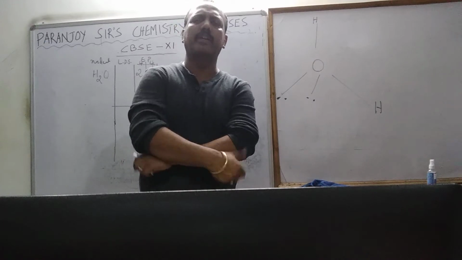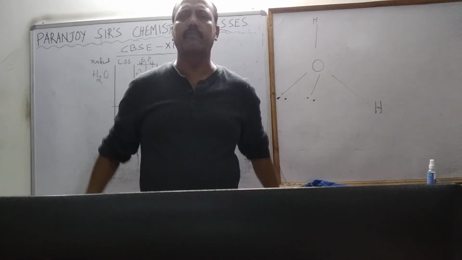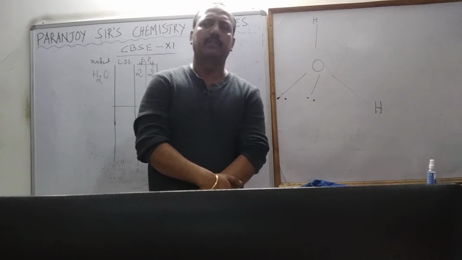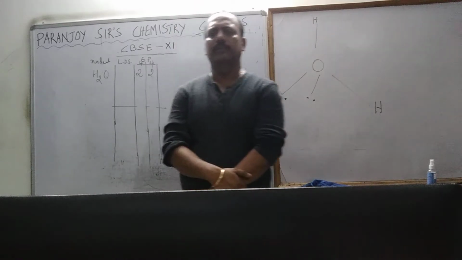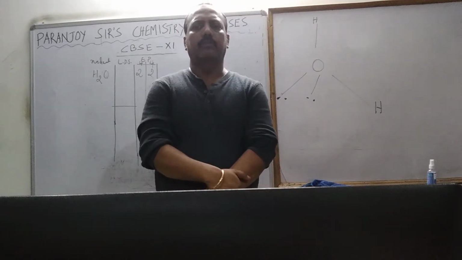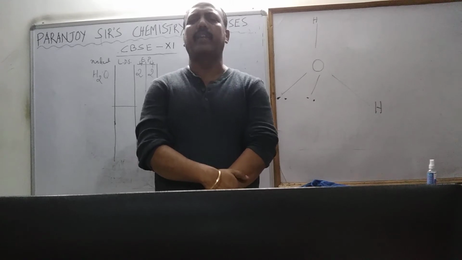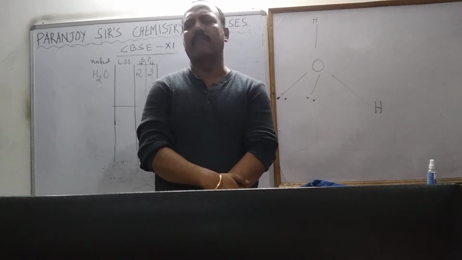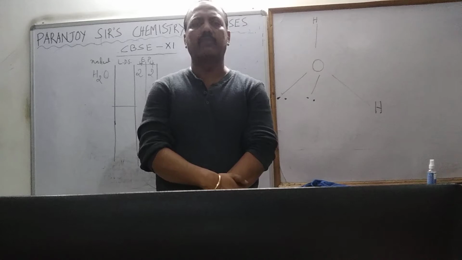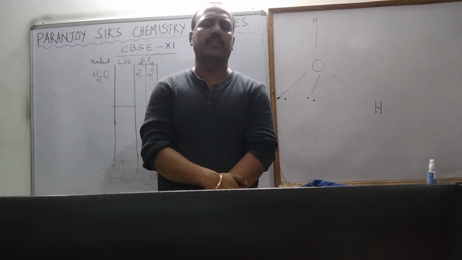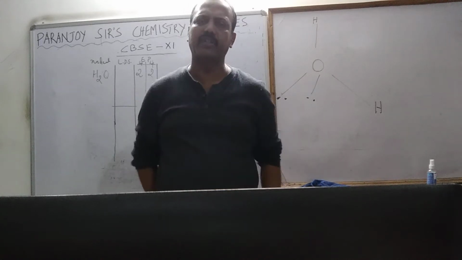So under geometry what will you write? Tell me. Very good. Tetrahedral with two lone pairs of electrons. That's the geometry, right? Okay.